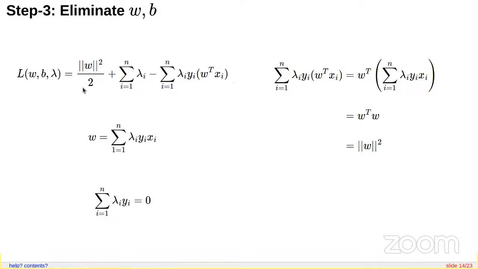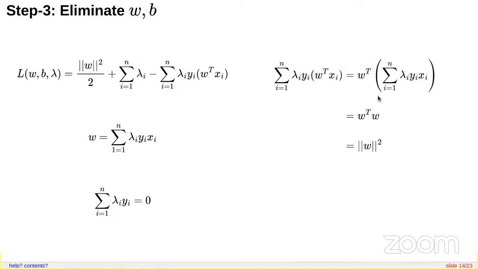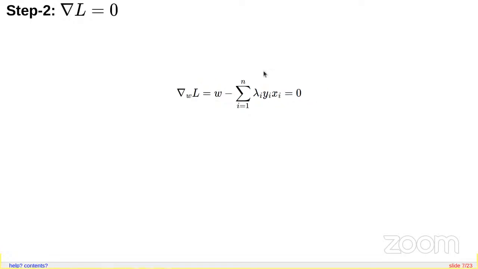So what will this expression become now? We have one norm of W squared by 2, and this is minus norm of W squared. So sigma lambda i minus norm of W squared by 2. Correct, right? So all that remains. How is sigma lambda i yi equal to 0? The last condition. Okay, so that comes from differentiating L with respect to B. You will see that sigma lambda i yi is equal to 0. This is coming from differentiating with respect to B and equating to 0.